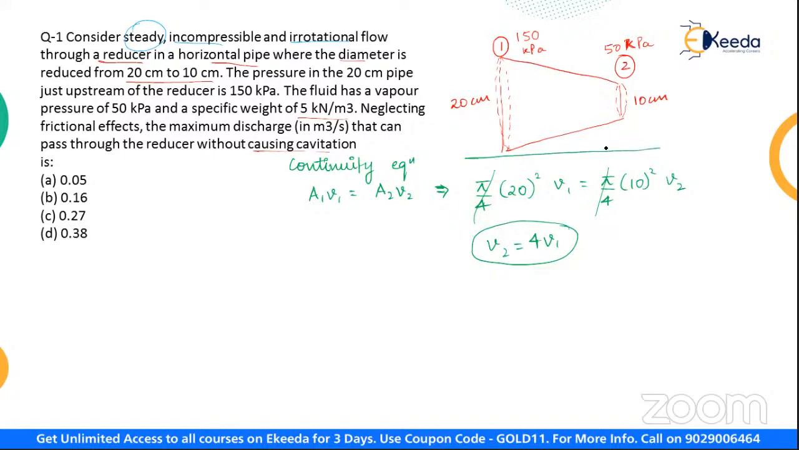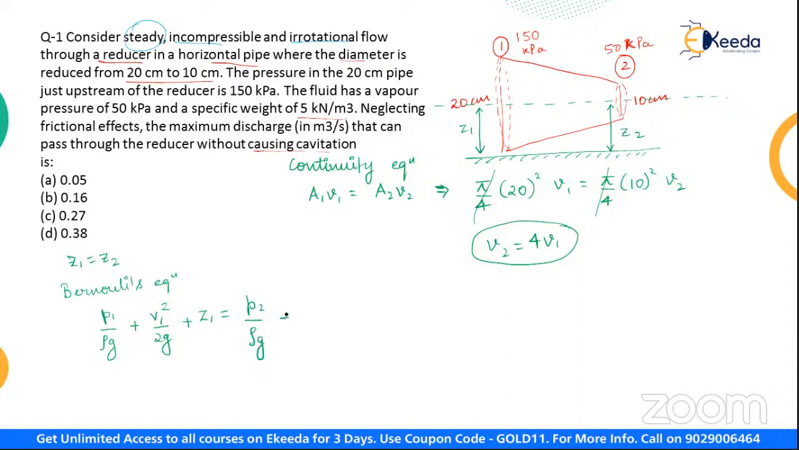Now, considering the datum to be a horizontal surface, this will be the center line of the tube, and it will be at a constant datum distance. So this is the value of Z1, and at this point, this is the Z2. So Z1 is equal to Z2. Now, from the Bernoulli's equation, we know that P1 divided by rho g plus V1 square divided by 2g plus Z1 is equal to P2 by rho g plus V2 square divided by 2g plus Z2. That means the summation of all the energies is constant.